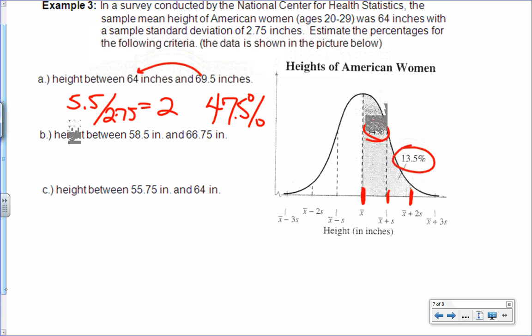How about a height between 58.5 and 67.5? Now here's where it gets a little trickier. What you might want to do is you still want to reference the mean in each of these. But do you agree that one of them is below the mean and one is above, correct? Okay, so let's just find out how that is in reference to the mean.